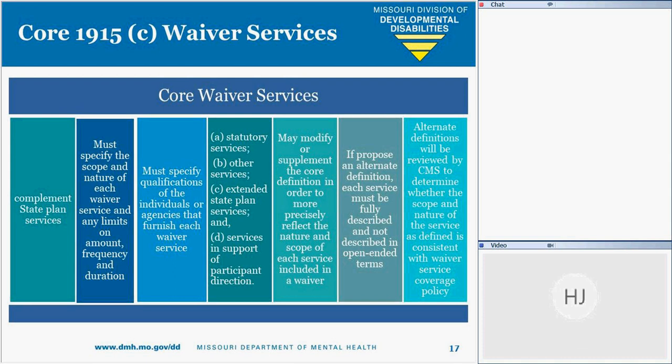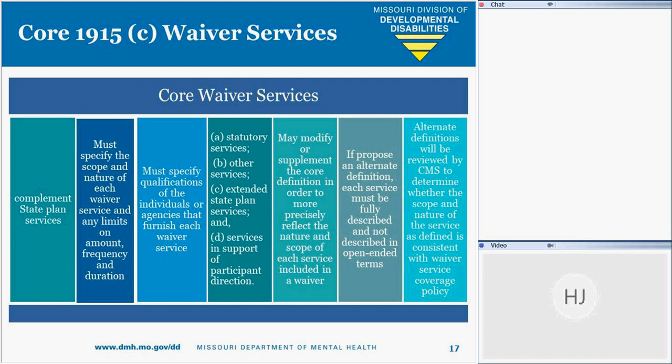They must specify the scope and nature of the service, limits on amounts, frequency, and duration. Each must specify provider qualifications for providing the services, and whether it falls under statutory, other services, extended state plan services, or self-directed services. And we'll get into the details of those here in a few slides.